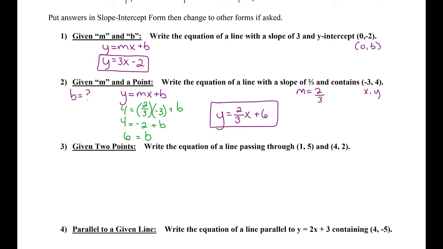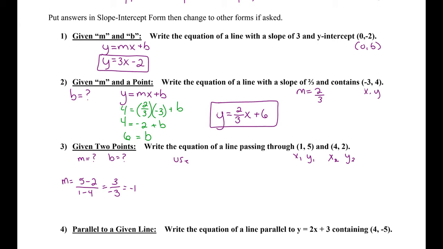Next, we're going to write the equation given 2 points. In this case, I don't know the slope and I don't know the y-intercept. But I can use my equation for slope in order to solve. So if I keep this as x1, y1, and this is x2, y2, I can use my equation, which is y1 minus y2 over x1 minus x2 to get a slope of -1.